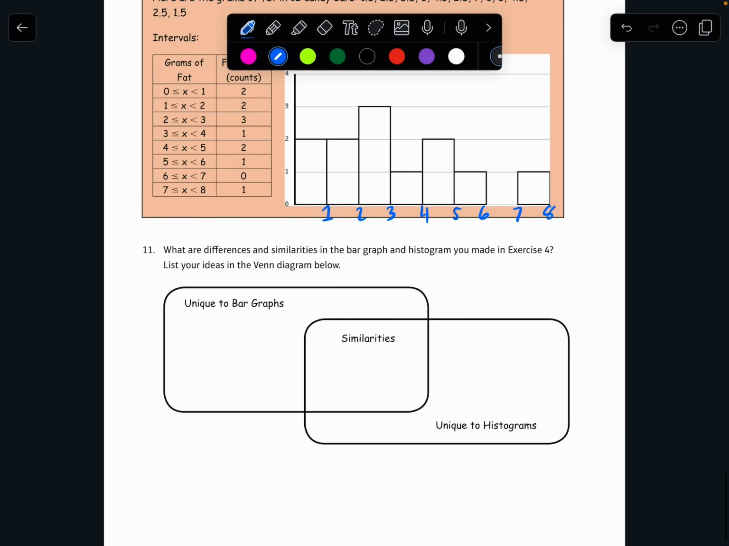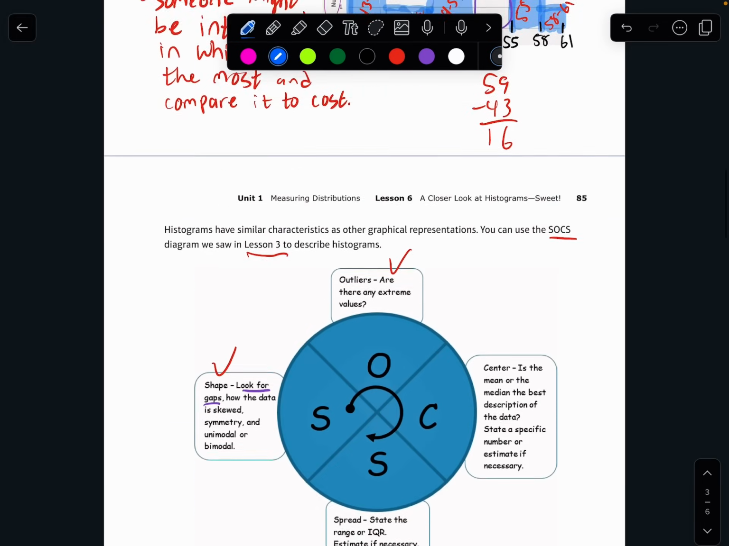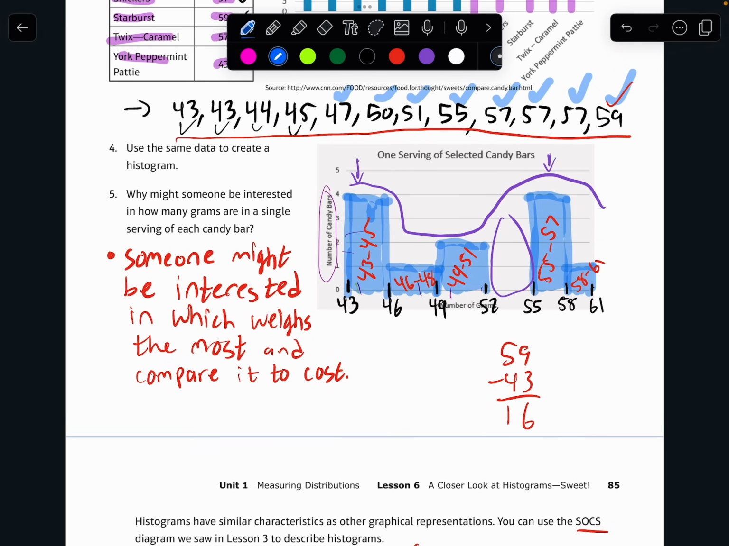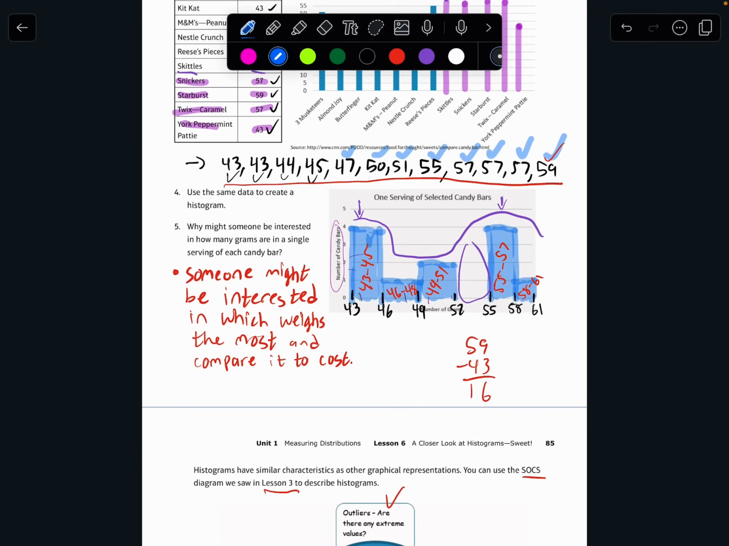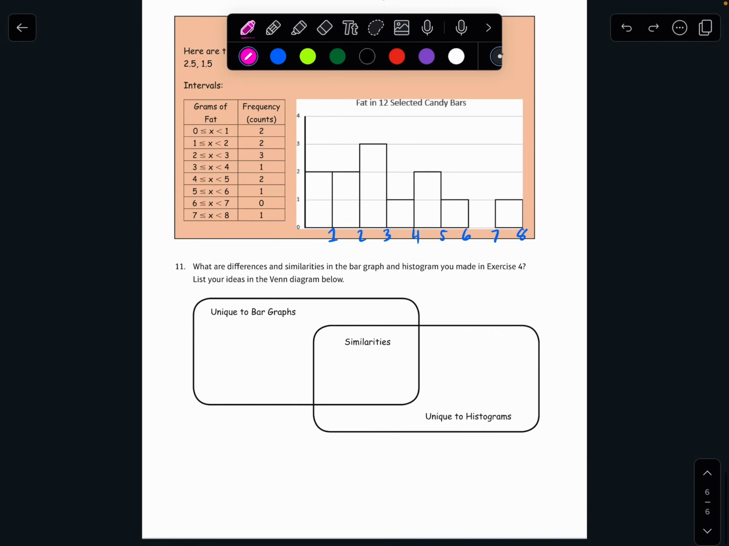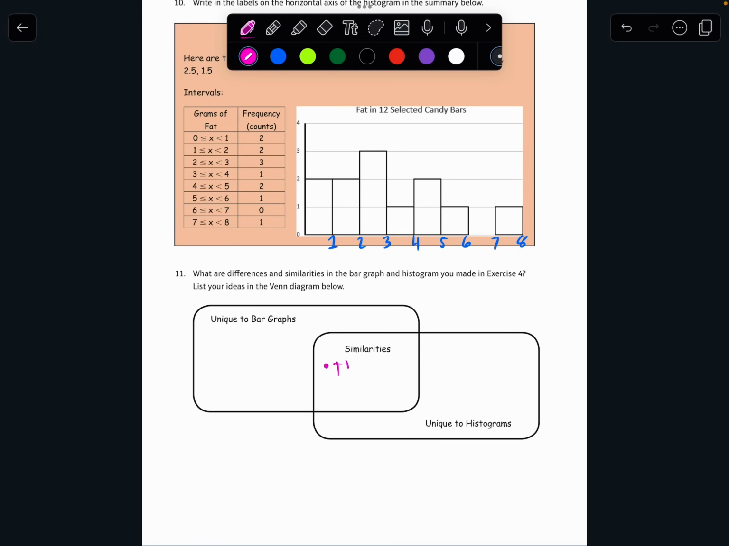All right, so let's go back to 4. Where is 4? Oh, here it is. So it's talking about this diagram that we made together. Let's talk about the similarities. They both use the bar, because we can see it from here. I'm going to make it in a pink. We can see it from here and from here. They use the bar. So let's go back to this page and say they both use bars.